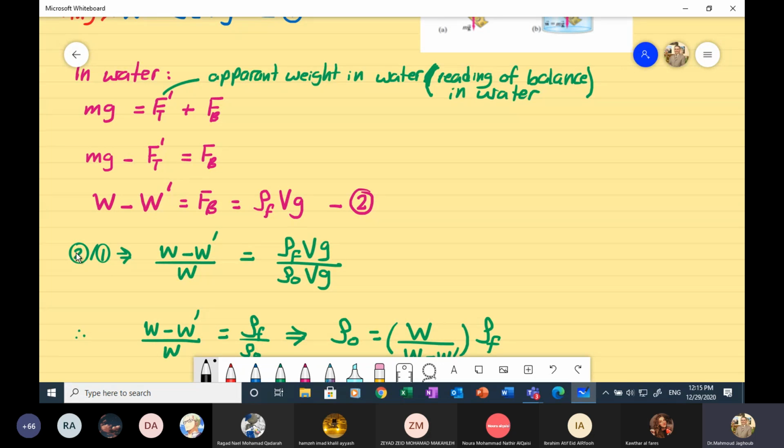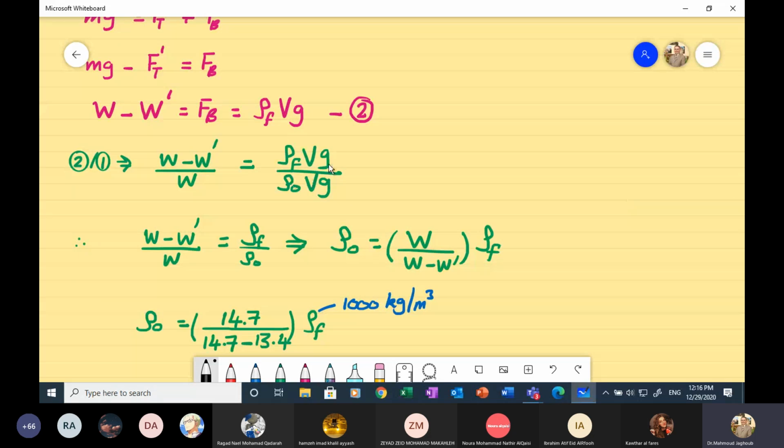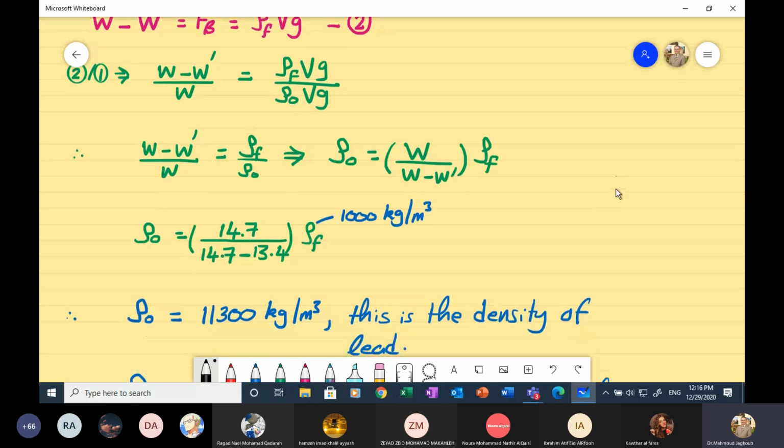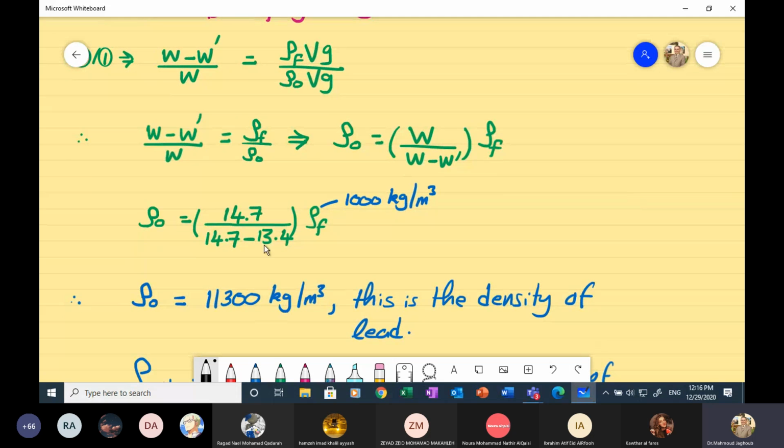Now, if I divide equation number 2 by equation number 1, I get W minus W prime over W equals rho fluid Vg divided by rho object Vg. And you see that V times g is a common factor, they cancel out. And you end up with rho object, which is the density of the object, equals the weight of the object or the crown in air divided by its weight in air minus its weight in the water, all multiplied by rho fluid. I know the rho fluid for water, and I evaluate the numbers.